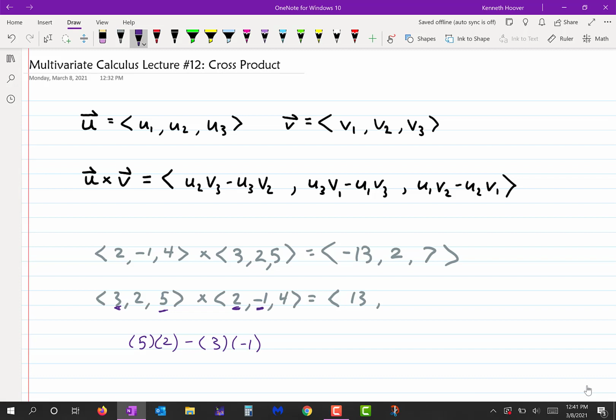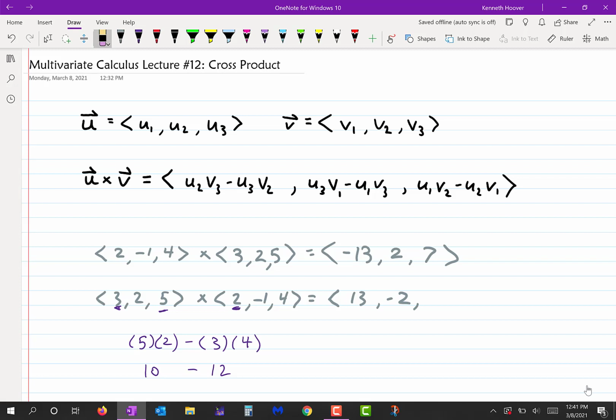Oh, I see what I did wrong. I'm sorry. It's not 3 times negative 1. It should have been 3 times 4. Sorry about that. That looks much better, what I knew it was supposed to come out to be. That's going to be 10 minus 12, which is negative 2.